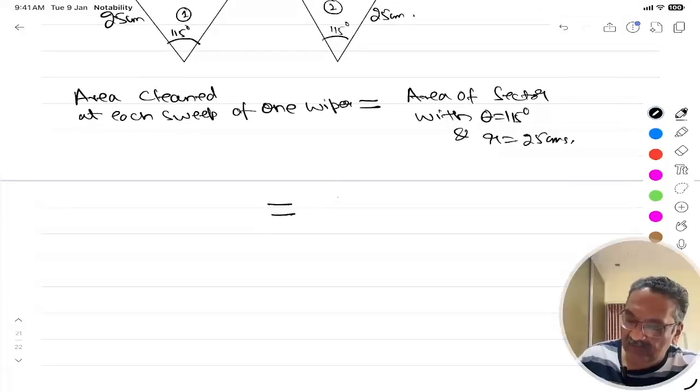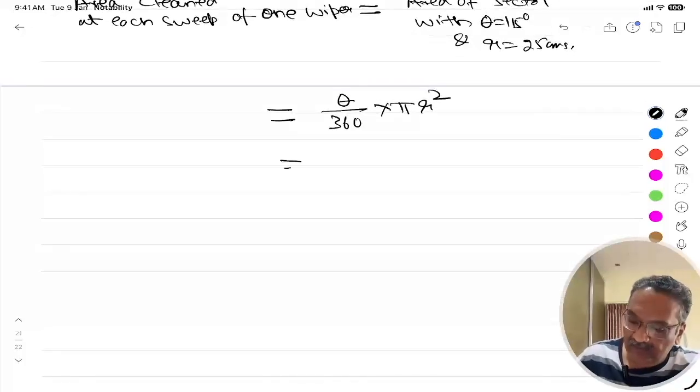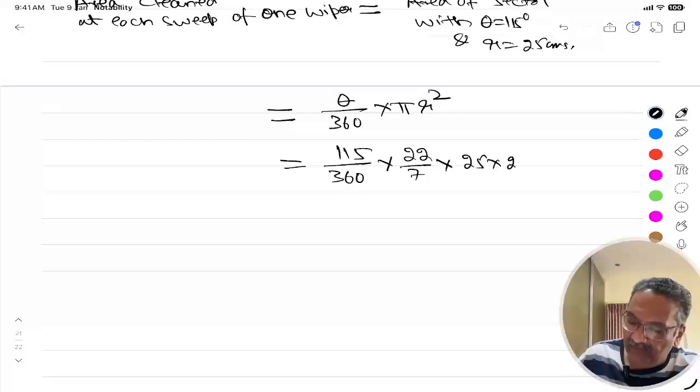So this is nothing but the formula theta by 360 into pi r square, which is equal to 115 by 360 into pi, I can take it as 22 by 7 into 25 into 25. All right, if you solve this you will get this answer.